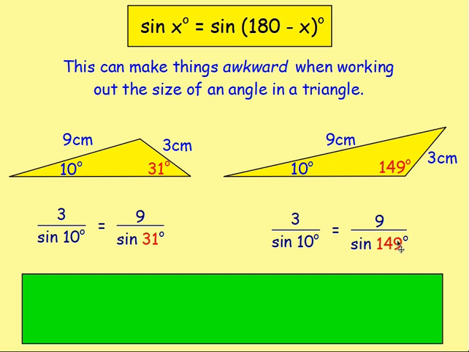And if we rearrange that the way we did in the last lesson to actually find the angle, how do we know which one it's going to be? If we've got sine of something over 9 equals sine of 10 over 3, we don't know what that angle is going to be. We don't know if it's 31 degrees or 149.